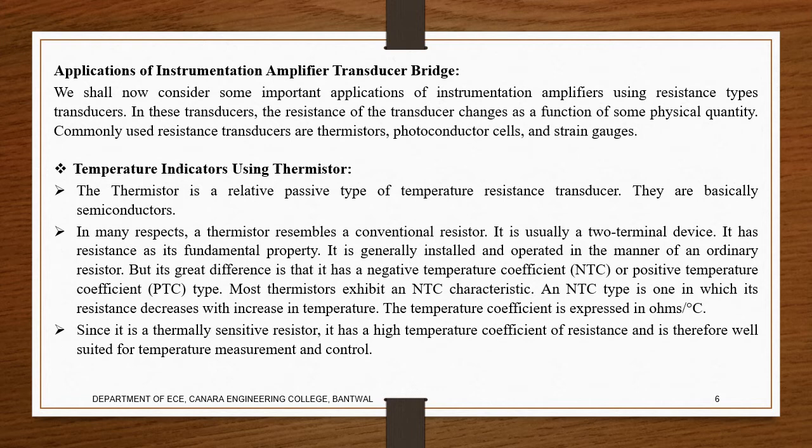First we are going to consider temperature indicators using a thermistor. What is a thermistor? It is a passive type of temperature resistance transducer, as we discussed in earlier videos. It is basically a semiconductor. A thermistor almost resembles a conventional resistor, and it is also a two-terminal device with the same resistance property, operated and installed in the same way.